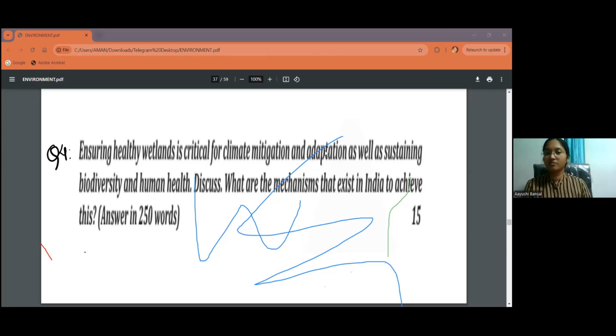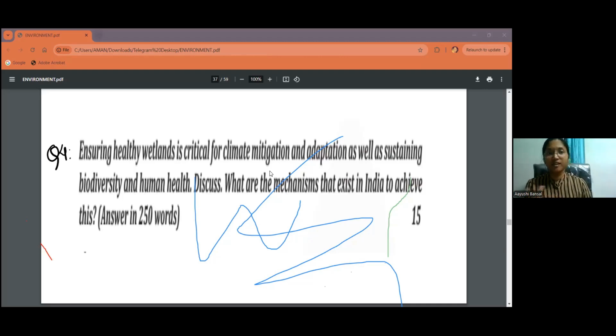How are wetlands critical for mitigation and adaptation? For example, these wetlands, these are peatlands at places, and they have a lot of carbon capture mechanism. So they prevent the release of carbon into the atmosphere. This way they lead to a mitigation mechanism. In adaptation, they prevent flooding because they slowly absorb the water and release it during water-scarce times. So they prevent both flooding and drought and act as natural absorbers of water. So these kinds of points you can write in climate mitigation and adaptation.